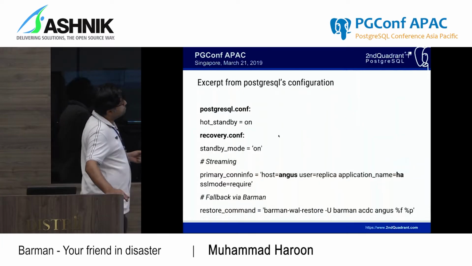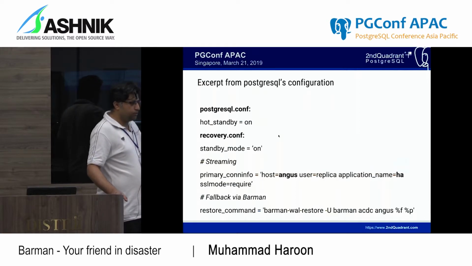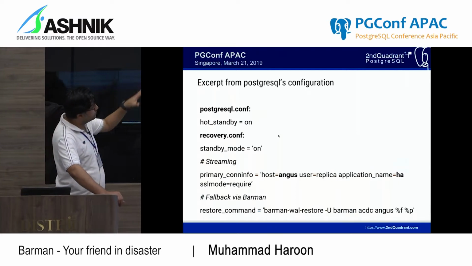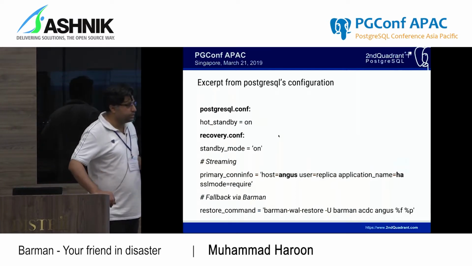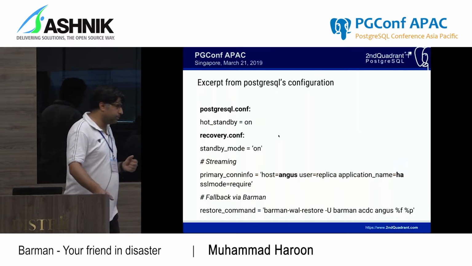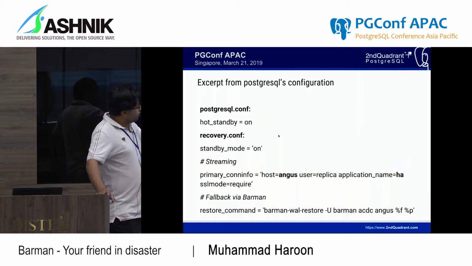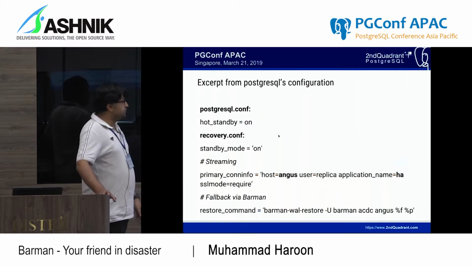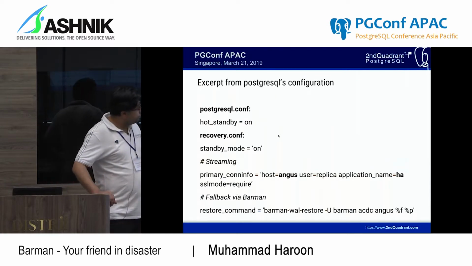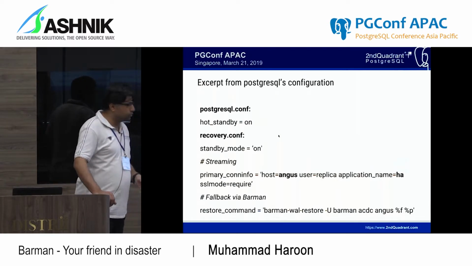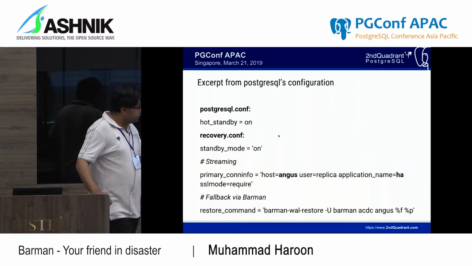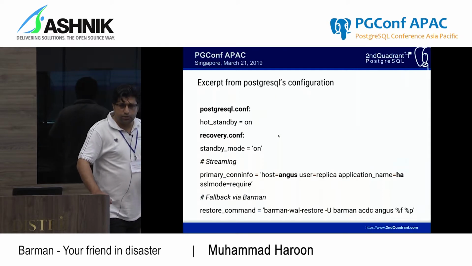Now, how does postgresql.conf look with this sort of configuration? You will need to declare something like hot_standby on in your postgresql.conf. You will need to define a recovery.conf for your standby server, and you will need to enable the streaming by defining a primary_conninfo and, of course, the restore_command. In this particular case, if you take a look at the restore command, it refers to a Barman utility.